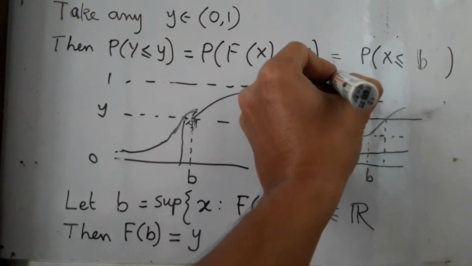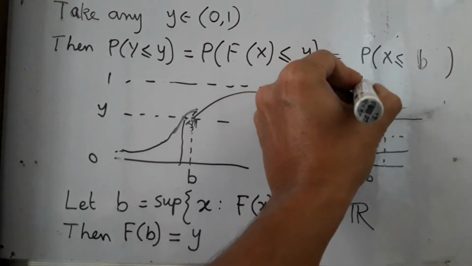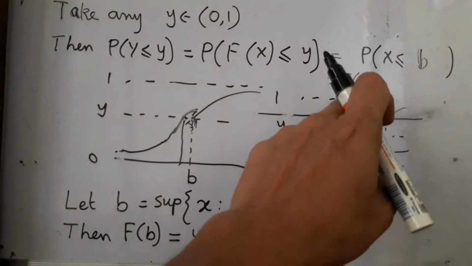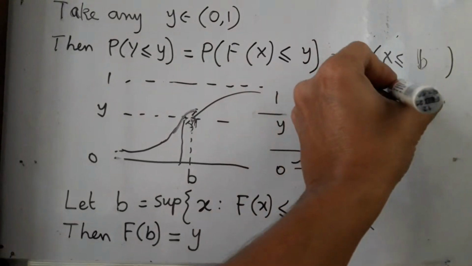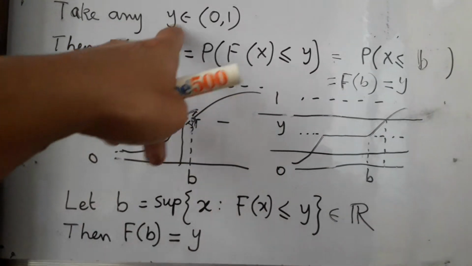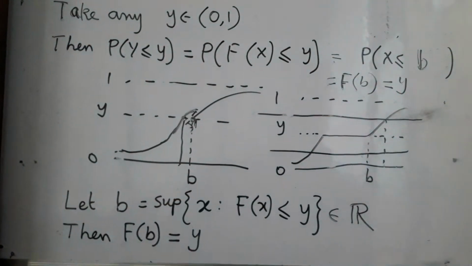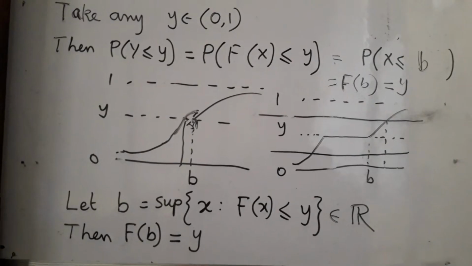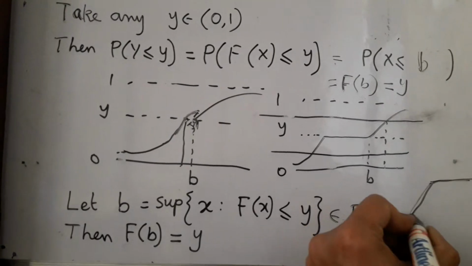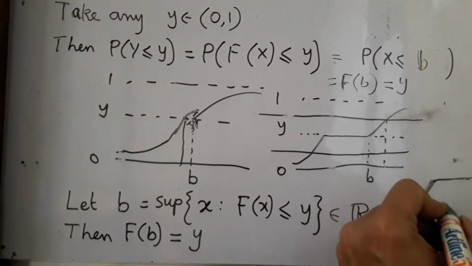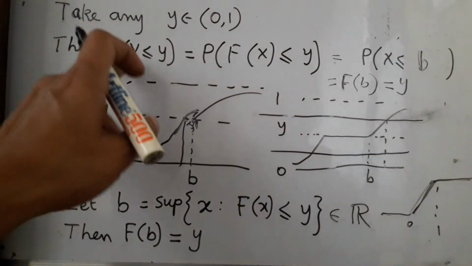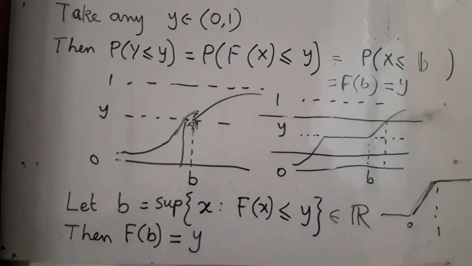X less than or equal to b, that is precisely F(b), because capital F is the CDF of X. And what is F(b)? That is y. So we have shown that the probability of Y less than or equal to y, if y lies in 0 to 1, is y, which fills up the missing link. Now we see that the CDF of Y is our familiar shape, 0 up to 0, goes up the 45-degree line and becomes horizontal after 1. So that proves capital Y must have a uniform 0, 1 distribution.